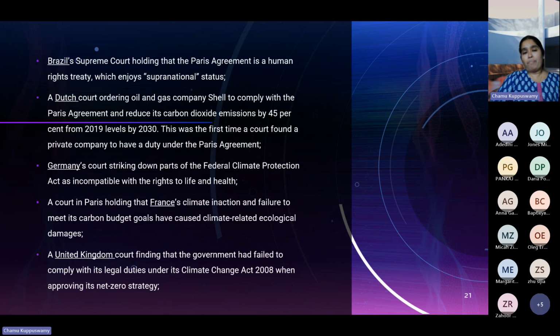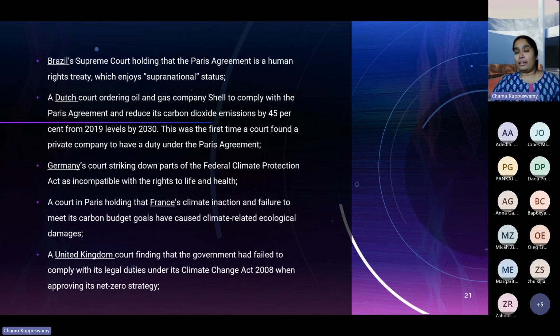Okay, so there have been quite a few cases, just to give a snapshot of some other ones. Brazil's Supreme Court held that the Paris Agreement is a human rights treaty, which enjoys supranational status. So this is the first we're hearing about the Paris Agreement as a human rights treaty. The Paris Agreement is certainly an environmental treaty, and it's more specifically a climate change treaty, but the Supreme Court holds that it is also a human rights treaty. A Dutch court ordered the oil and gas company Shell to comply with the Paris Agreement and to reduce its carbon dioxide emissions by 45% from 2019 levels by 2030. This is pretty unusual because it's the first time a court has found that a private company has a duty under the Paris Agreement. Yeah, the Paris Agreement is really for states.